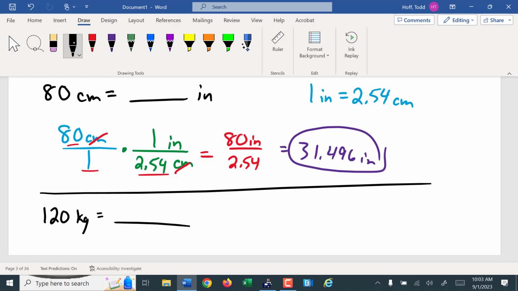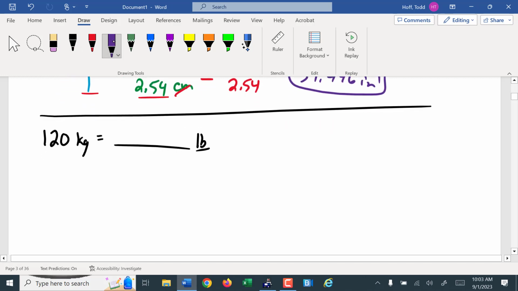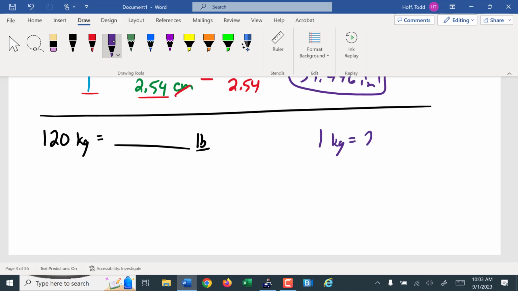Let's say we have something that is rated with a mass of 120 kilograms. And of course, our rigging is rated in pounds. So we need to make that conversion so we know if our rigging can handle it. The most common conversion used for pounds to kilograms is that 1 kilogram is about 2.2 pounds. It's actually like 2.208 or something like that.